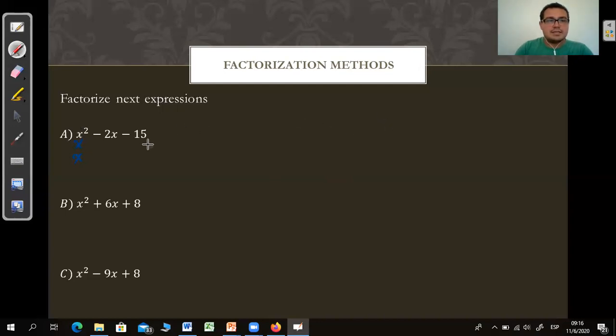So let's try, let's guess which combination will help us. 15 can be decomposed like, what about 15 times 1? But being negative, having a negative 15, we have a big need.